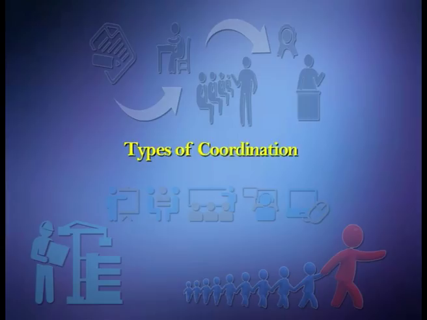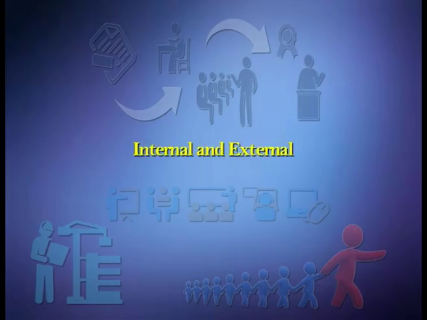What are the types of coordination? Now, there are various typologies that have been given. The first typology is internal and external coordination. Internal coordination deals with coordinating the individual activities of persons working in any organization. It is also known as functional coordination, while external coordination deals with coordination of the activities of various units. This is also known as structural coordination.